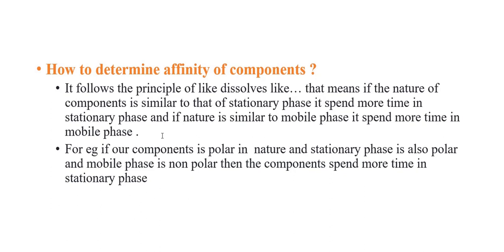For example, if the stationary phase is more polar than the mobile phase, then our polar component spends more time in the stationary phase. Or if the mobile phase is more polar than the stationary phase, then the polar component spends more time in the mobile phase. Spending more time in the mobile phase means it gets eluted out first.